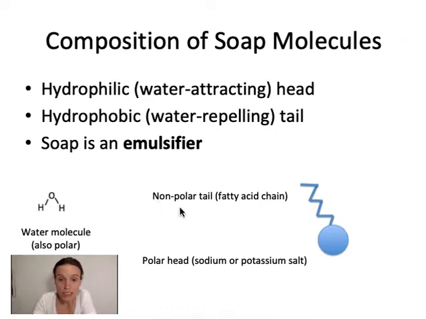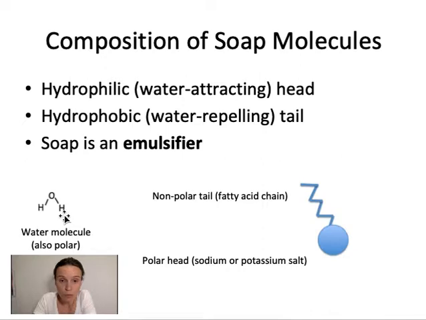The first is a non-polar tail made up of a fatty acid chain. Fats and lipids are usually non-polar, so that's no big surprise. The second is a polar head made up of a sodium or potassium salt. So that means that this part of the molecule has a slight charge. And remember, water molecules are also polar. The oxygen has a slight negative charge and the hydrogen has a slight positive charge.